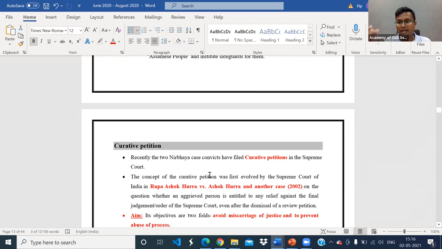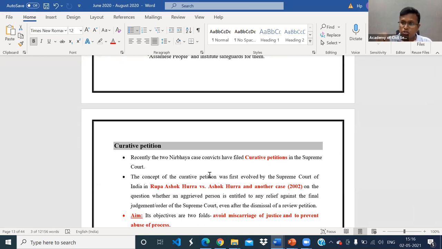Next one is curative petition. We studied in the class that the Supreme Court of India has the power to review its own judgment. Yes, the Supreme Court of India has the power to review its own judgment. A review petition in the Sabarimala case, and a curative petition has been submitted.